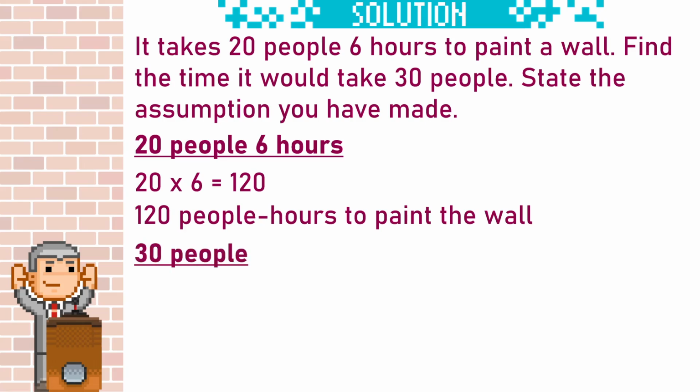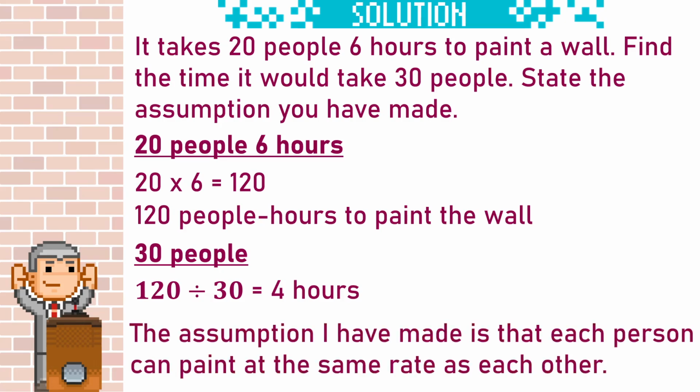We've now got 30 people, so we can divide the 120 by 30 to find that the time it will take is 4 hours. The assumption that we've made is that each person can paint at the same rate as each other. The 20 people we started with could have been professional painters, really quick at painting, but the 30 people afterwards were all amateur painters and would take longer to paint. So the assumption is that everyone paints at the same rate for this question.